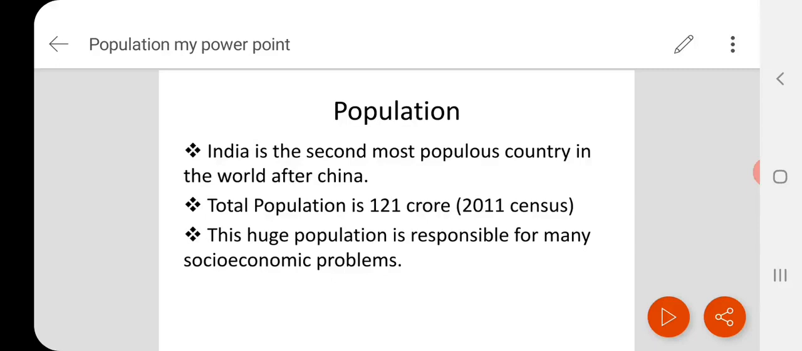Though we know that the population of a country is the strength of that country, if the population is very high, many problems may arise, like socio-economic problems, political problems, and environmental problems.